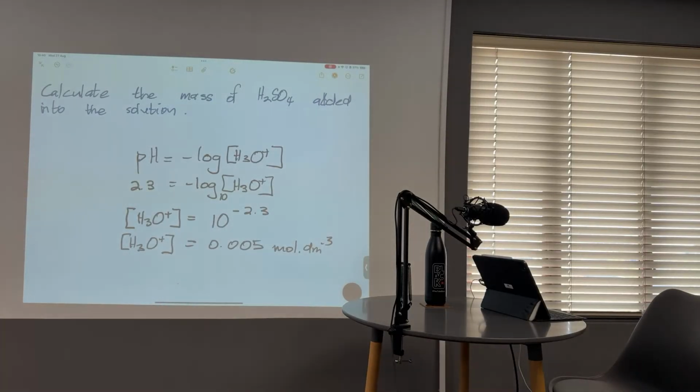Okay. So if we have this, what would be the concentration of sulfuric acid? So remember, for every one there's 2, and you've got this guy. How many will you have of sulfuric acid?